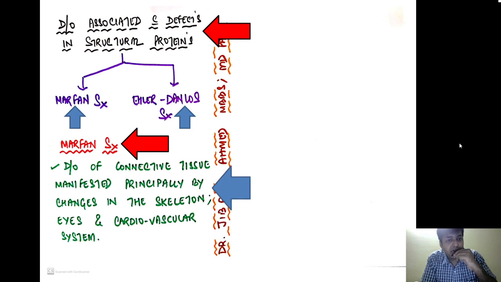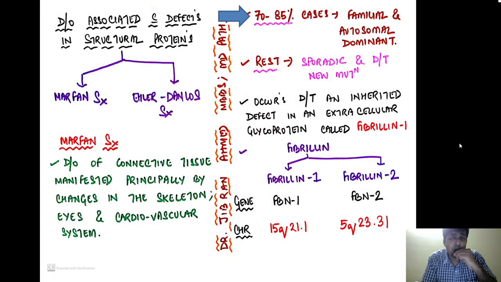It is a disorder of the connective tissue which is manifested principally by changes in the skeleton, eyes and cardiovascular system. Around 70 to 85% of the cases are familial and autosomal dominant, whereas the rest of the cases are sporadic and occur because of new mutations. As I already explained in the autosomal dominant disorder discussion in the previous lecture, even in certain autosomal dominant disorders, the parents might not be affected and it might be a de novo mutation. It occurs because of an inherited defect in an extracellular glycoprotein called fibrillin 1. So it is the fibrillin 1 protein which is affected in Marfan syndrome.